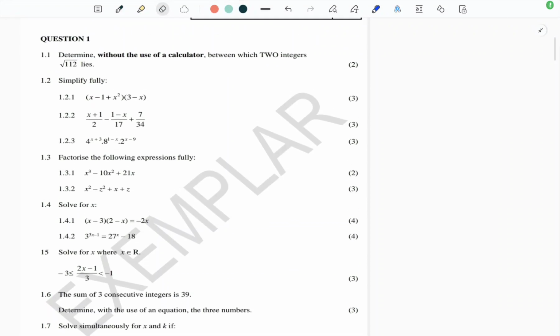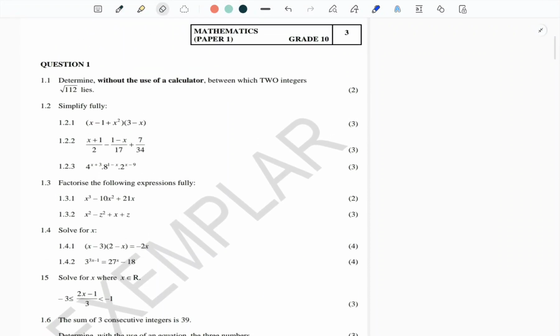Hello, Margaretan. Welcome. So, more to practice with past question papers, to prepare for November, right? Okay, for preparation for the November examination. We have paper one. Right, this is mathematics paper one. All right, so our question one.